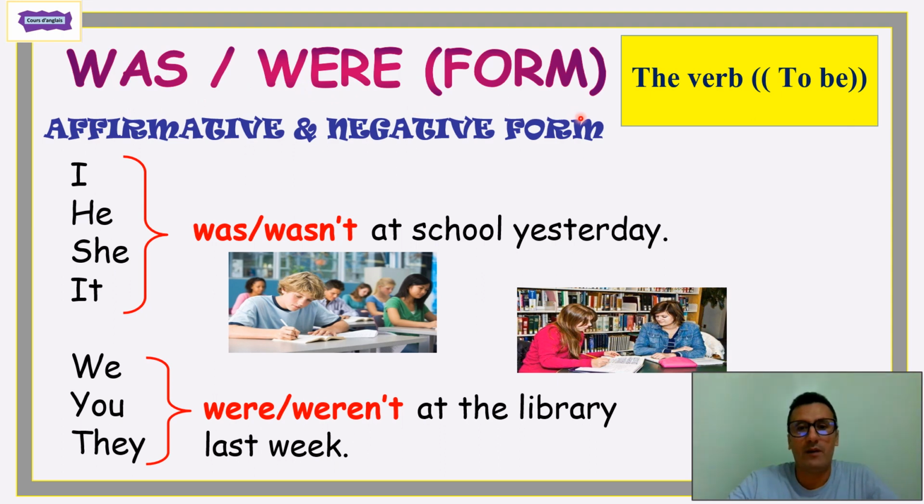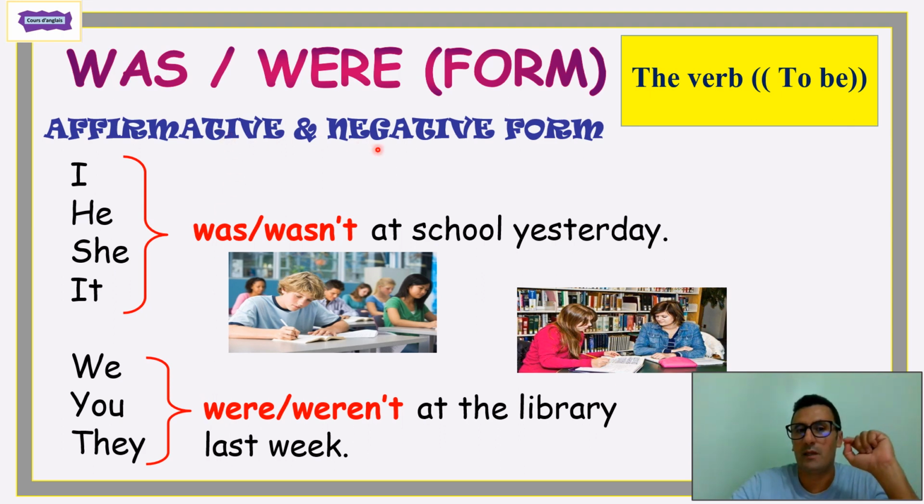Was, were form, the verb to be. Affirmative and negative form. I, he, she, it, avec was. C'est le cas de affirmative. On dit I was, he was, she was, it was. We were, you were, they were. C'est toujours le cas de affirmative form.